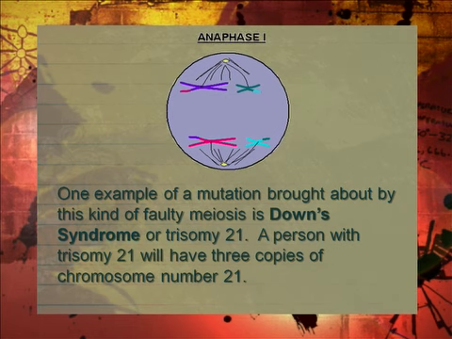And one consequence, or one known example of a mutation that is brought about by a non-disjunction, is Down syndrome, or trisomy 21. And a person with trisomy 21, or a person who has Down syndrome, will have 3 copies, that's where the name comes from, trisomy, 3 copies of chromosome number 21.